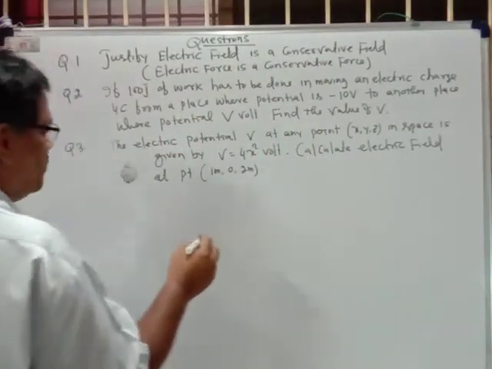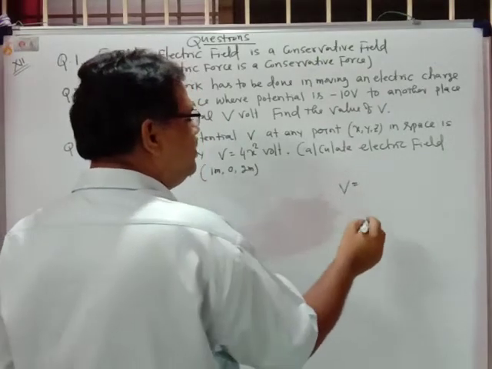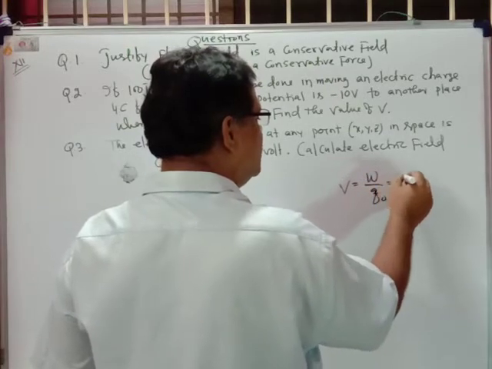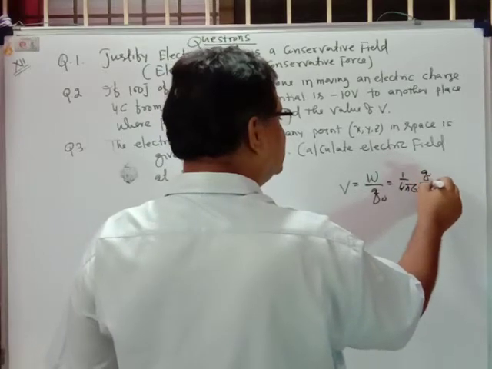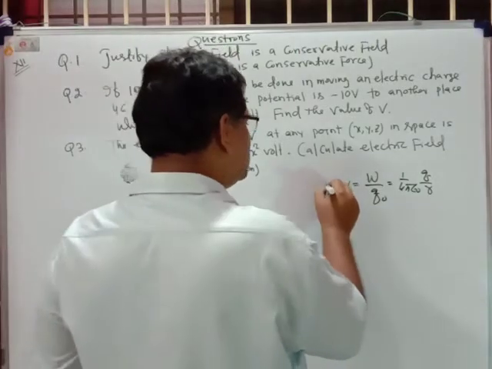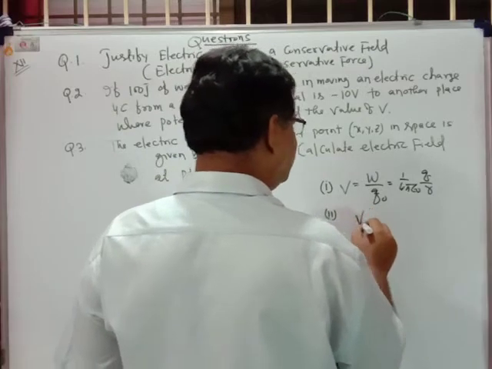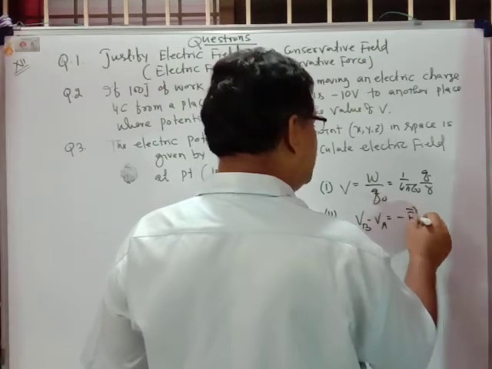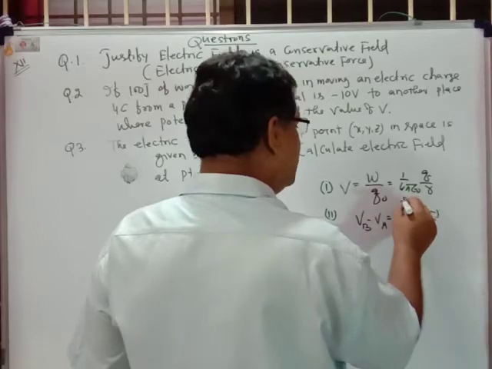You know that the potential at a point, V, equals W upon Q naught, and that is equal to 1 upon 4 pi epsilon naught, Q upon R. This is the formula for the potential due to a single point charge. And another formula, the second formula you must be knowing, is VB minus VA equal to minus integration of E vector dot ds vector from A to B. Always look at this formula.